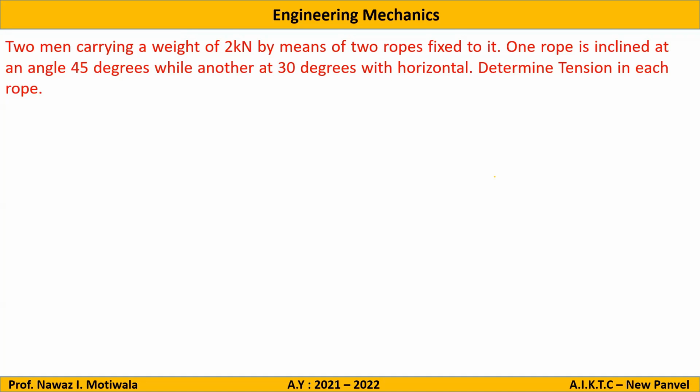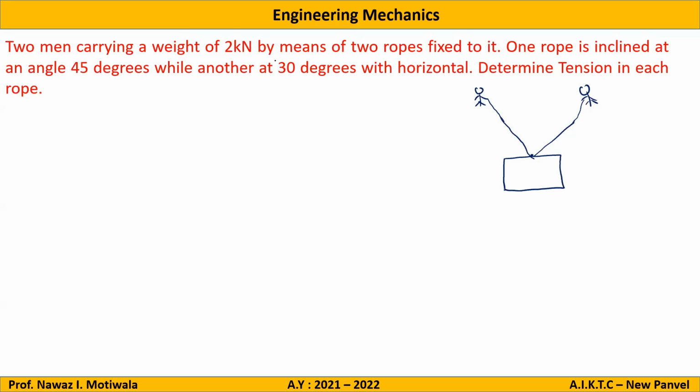Here also the same example is given. The two men are carrying a weight of 2 kilonewton. 2 kilonewton means how much? Approximately 200 kgs. It is newton, and to convert newton into kg, we divide by 10 approximately. So a weight of 200 kg is being carried by two persons. What they are telling is, let us say there are two handles of the bag, so this person and this person are there. This person says, I will lift this side, and this person lifts from this side.